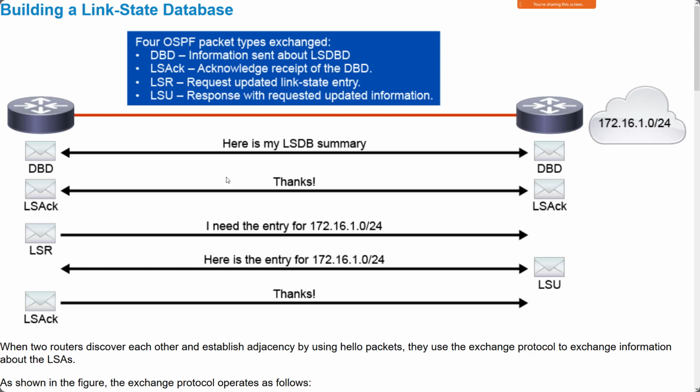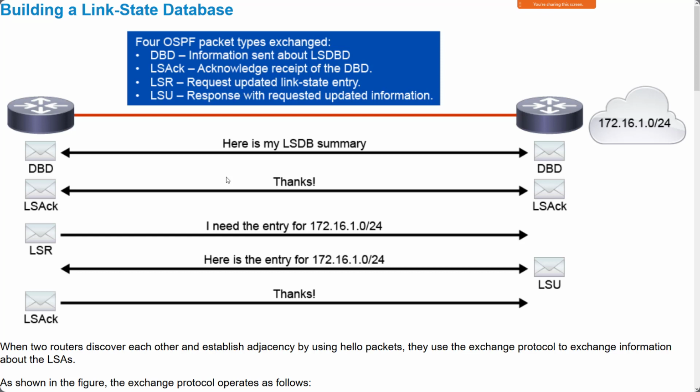You're going to send a summary of your database, and then based on that, we are going to identify what needs to be synchronized. So out of those 1,000 routes, maybe 500 of them are common between us. So we don't need to exchange all 1,000 routes. We only need to exchange the 500 routes that we don't have in common. And that's where the link state requests come into play. Hey, I don't have any details for this prefix. Can you please send me the details for this prefix? And that gets exchanged to the peer in a link state update.